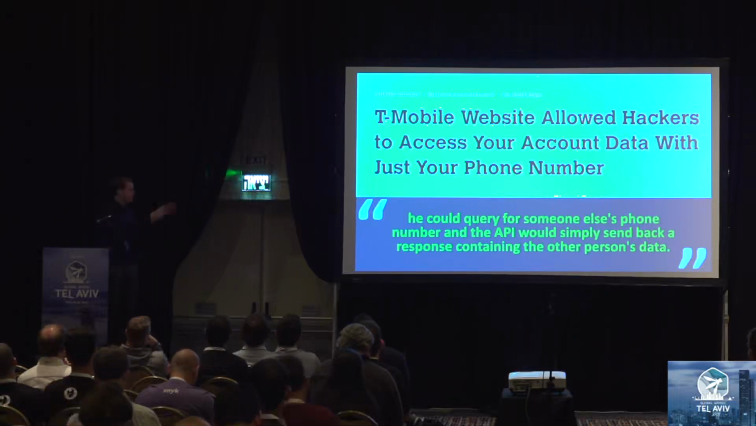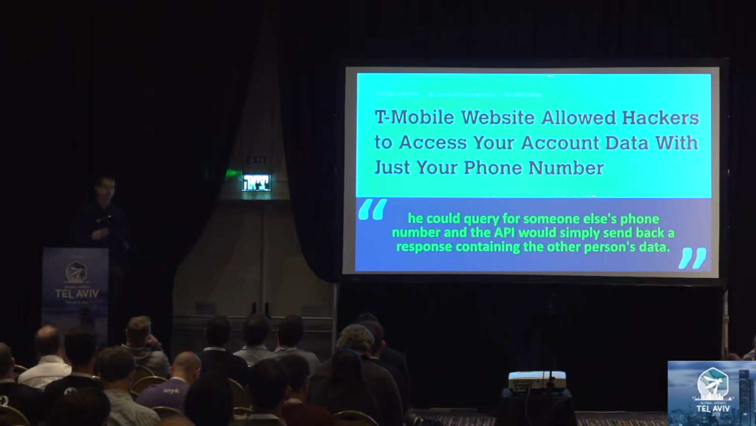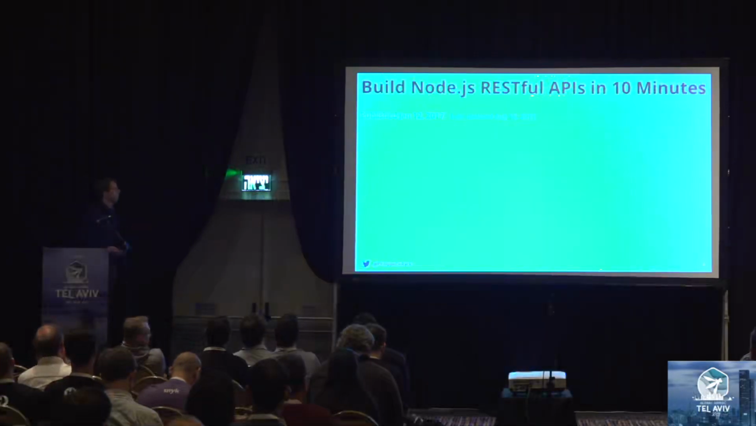Many APIs, just like T-Mobile, check if the user is authenticated. But they forgot to check if you're actually supposed to access this particular object. And these things are unfortunately very common because APIs do work with identifiers.